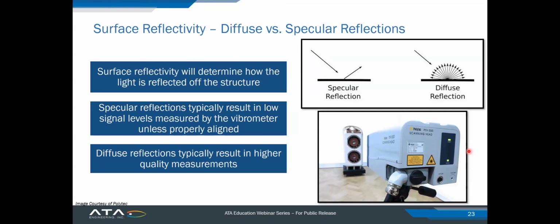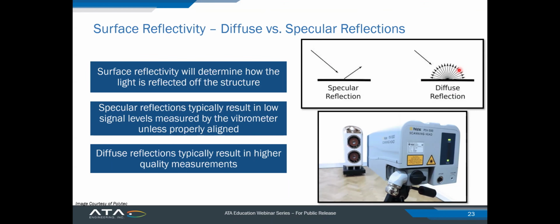But what we can see here on the back of the laser vibrometer, there's this signal bar, the signal gauge, and what it tells you is how well the light is reflecting, how well it is getting picked back up by the vibrometer. And so one of the key factors to keep in mind is: does your structure have specular or diffuse reflections? This is going to determine how the light is reflected off. Specular reflections can typically result in low signal levels unless you have the laser vibrometer perfectly aligned.